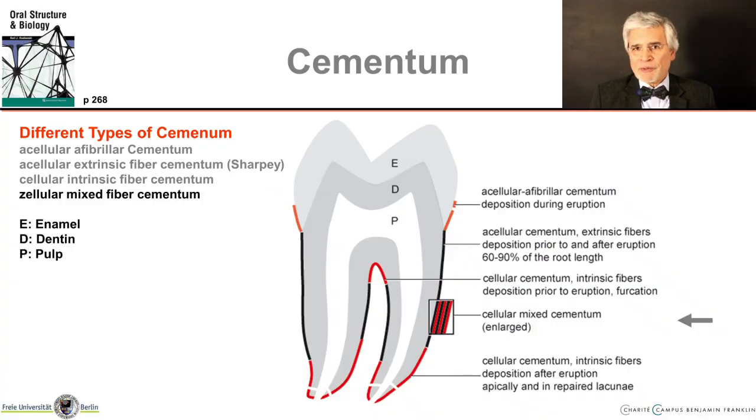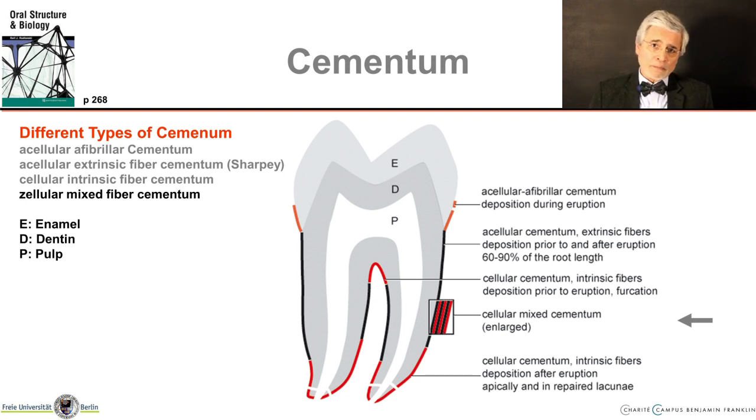And a little bit of everything is the cellular mixed fiber cementum. Since root formation is a continuous process that extends over several years, the phase of initial cementum deposition on the still growing root also lasts for years. This also results in the different distribution of the various types of cementum on the tooth root.